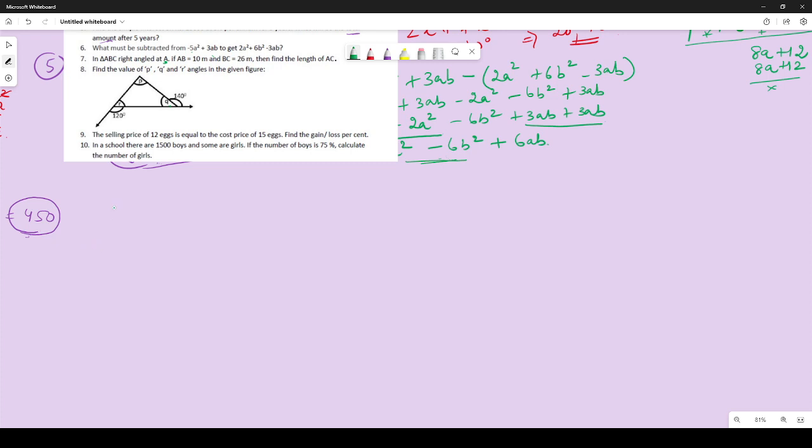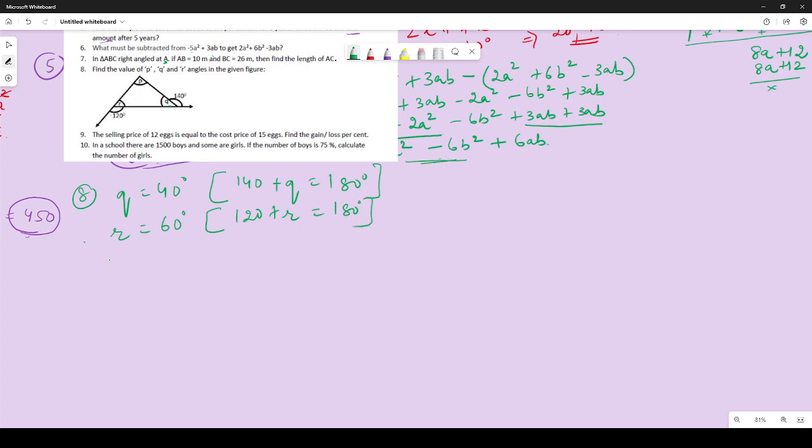So question number 8. Q is equal to 40 degrees. Why? Because 140 plus Q is equal to 180 degrees, they make a linear pair. So that is why the value of Q is 40 degrees. Same goes with R. R will be equal to 60 degrees because 120 plus R is equal to 180 degrees. They also make a linear pair over here.